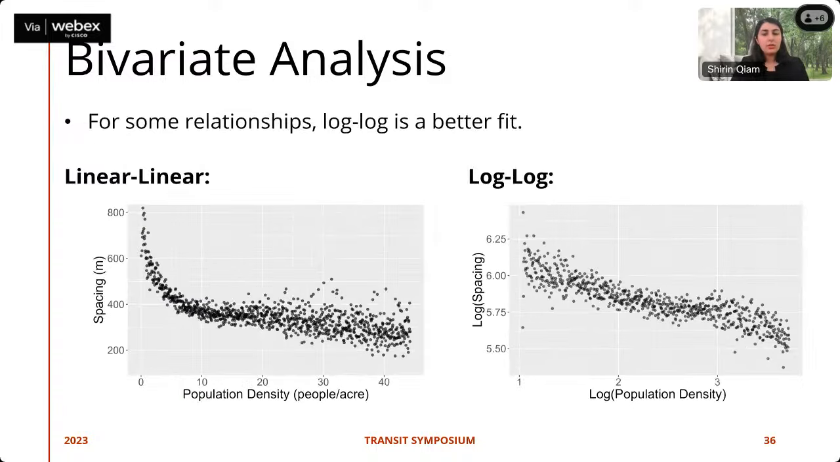As it is common to use a log-log form instead of linear when we are working with socioeconomic characteristics, here we try to see how log of spacing is related to log of population density, and we can see that it is a linear relationship here. However, we also performed a Box-Cox transformation in the paper and showed that using log of spacing is a better fit for all of our independent variables. Next slide, please.